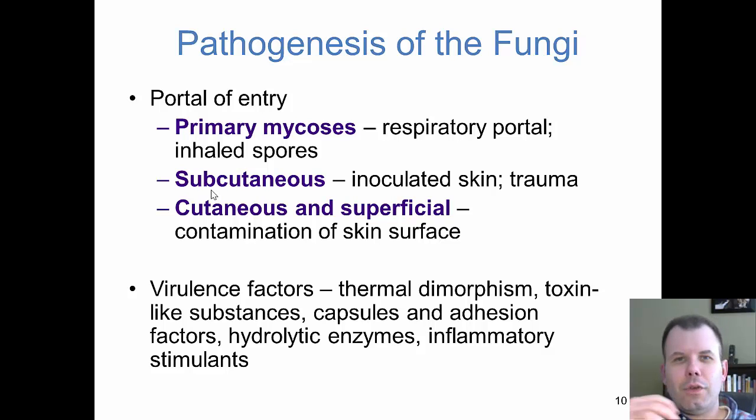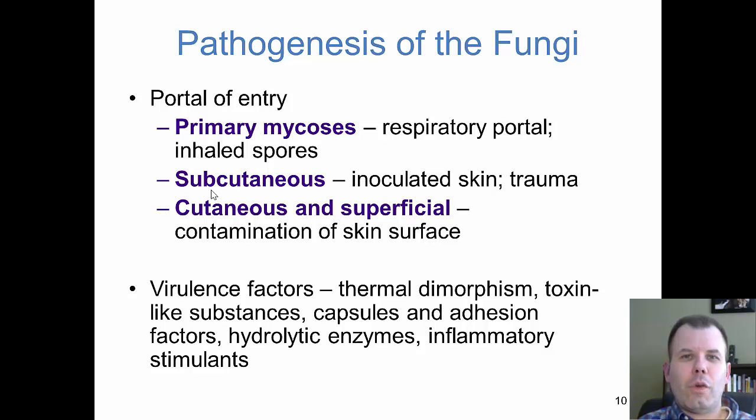Cutaneous is getting into the cutaneous layers of skin, so we're talking about not only the epidermis, but also the dermal layer under the epidermis. Superficial would be right on the skin surface, and that is where you see some of these infections as well. They don't penetrate, but they're on the skin surface, and they're tough to get rid of because they like to grow on these different spots. Some virulence factors associated with fungus include thermal dimorphism, the ability to switch from the furry strain to the yeast strain.